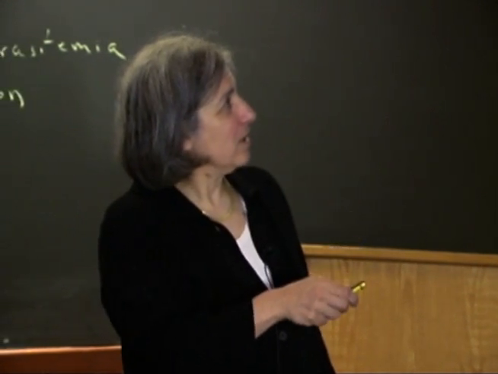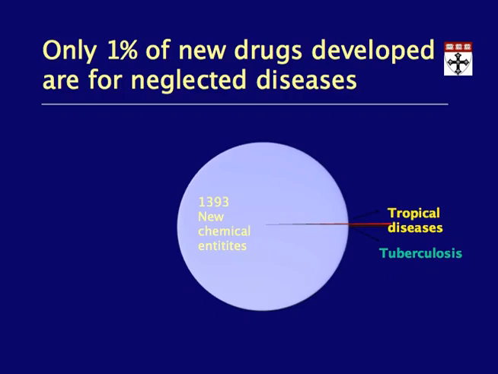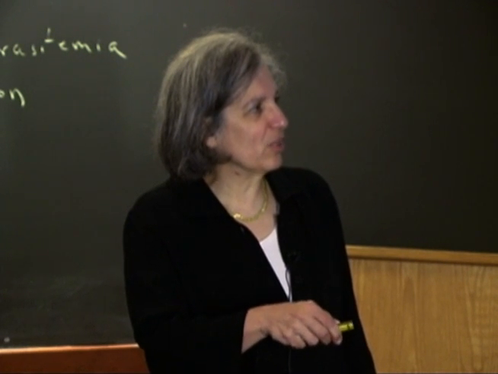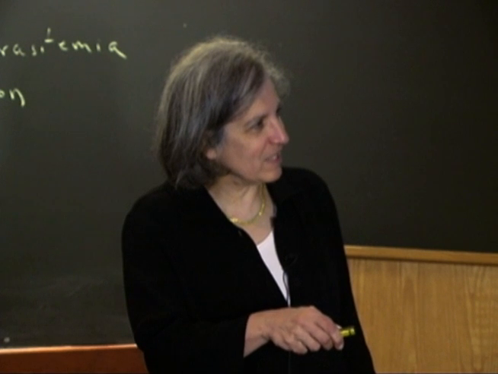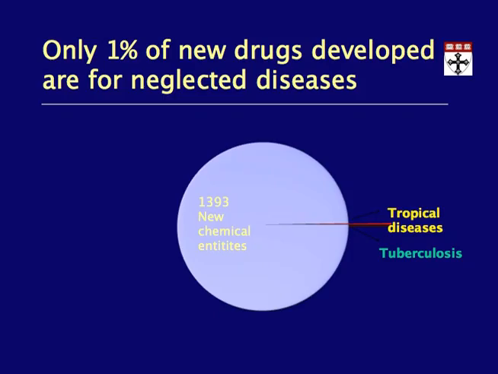I think this speaks to the issue of the investment in infectious diseases. This is just of the 1,393 new chemical entities that were developed into drugs over a 25-year period. I think this period ended in 2003. A very small slice. You can barely see this slice, right? It's less than 1% were for any of the diseases that are important in the developing world, including tuberculosis.